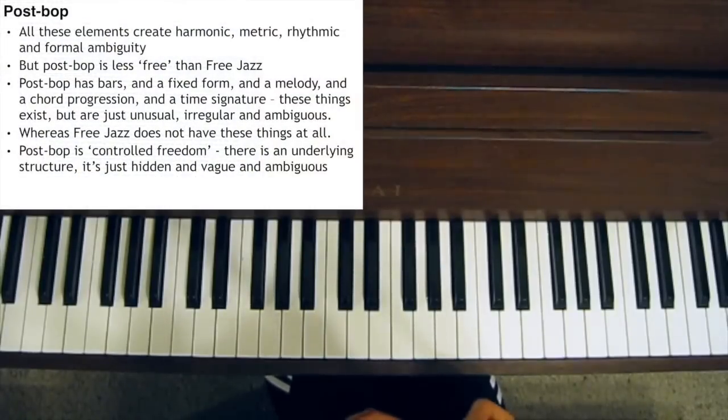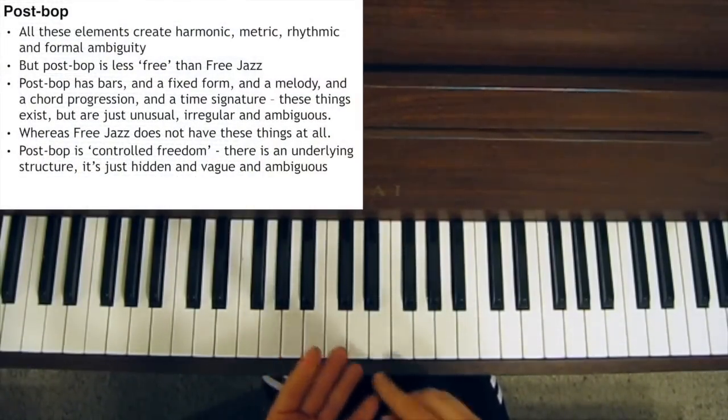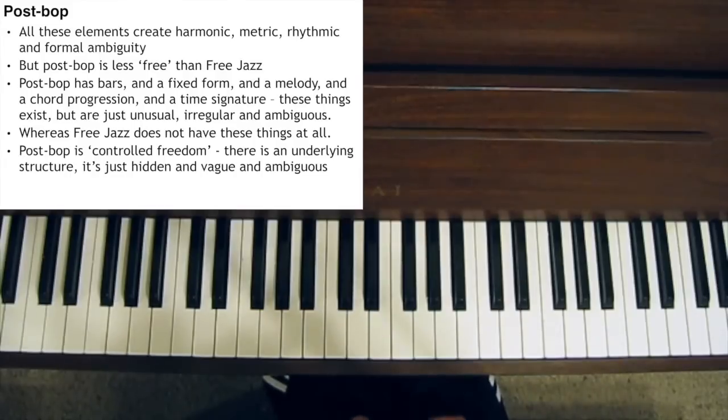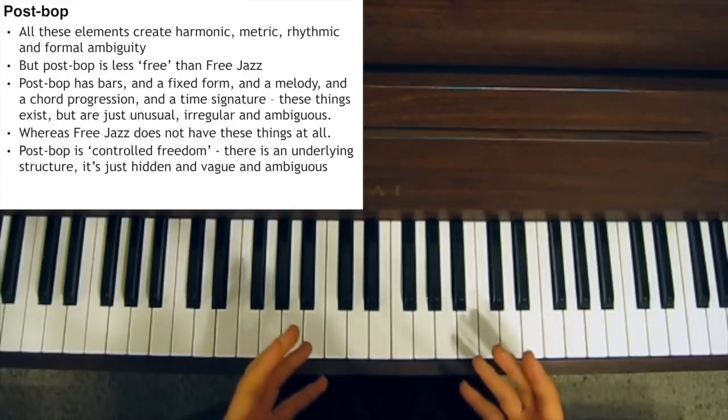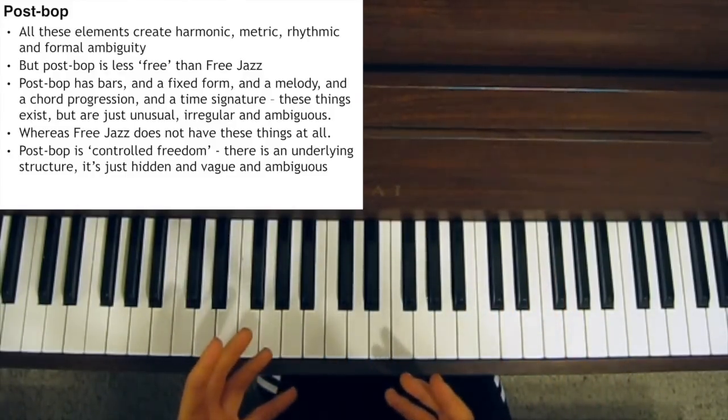So all these things are designed to create harmonic, metric, rhythmic and formal ambiguity, so that you can't tell what key a song is in, or where the tonal center is, or how many bars there are, or whether it's an AABA form, or whether they're improvising or it's actually part of the melody, or what meter the song's in, or what scale they're using.